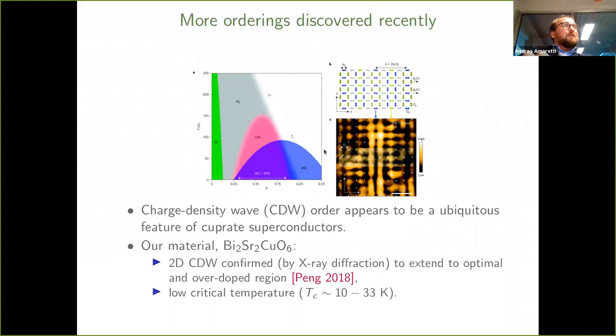So I told you about the basic properties of the phase diagram of this material. Very recently, it was found that the phase diagram is even more complicated. And in particular, there is charge density wave order that appears throughout the phase diagram. In particular, this was a paper by Peng in 2018, where they found that the charge density wave order, which was supposed to be just a property of the low temperature region in the underdoped phase, the region at the left of the optimal doping point, was actually persisting at optimal doping and was actually recovered even in the overdoped phase.